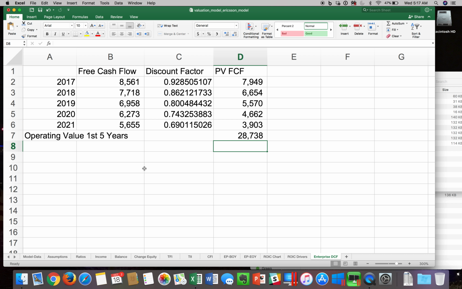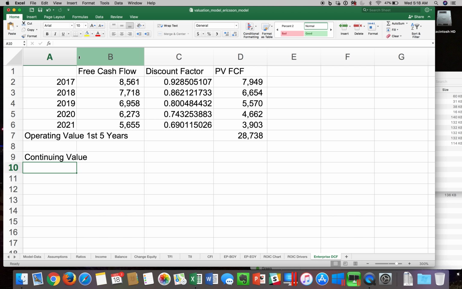So basically, if everything comes true in our forecast for Ericsson, it would be 28,738,000,000. Now they're actually in euros, but nonetheless euros for the first 5 years, present value to today. Now, here's the thing. The difference between a project and a company is we assume companies last forever, so we then need a continuing value for the company, which is going to be from year 6 into perpetuity.